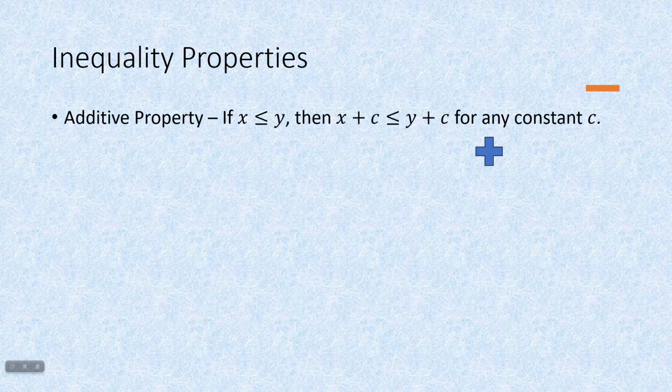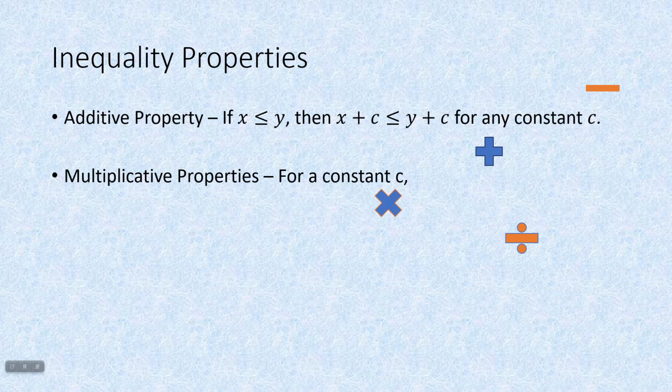First, we have the additive property. And even though we call it the additive property, we can add or subtract. Because if X is less than or equal to Y, then if I add any constant C to both sides, X plus C will be less than or equal to Y plus C.